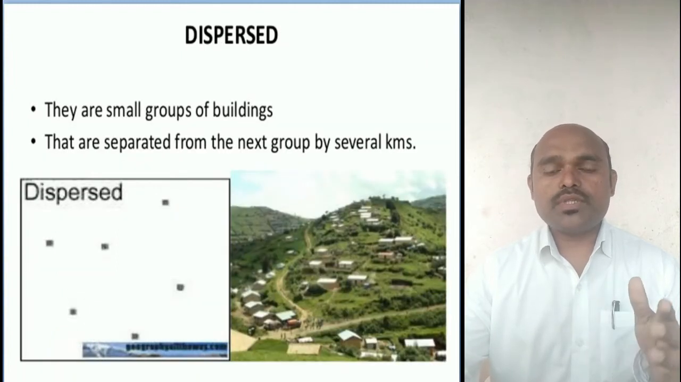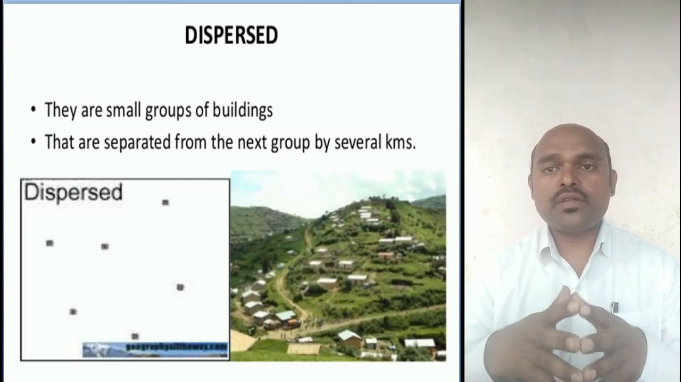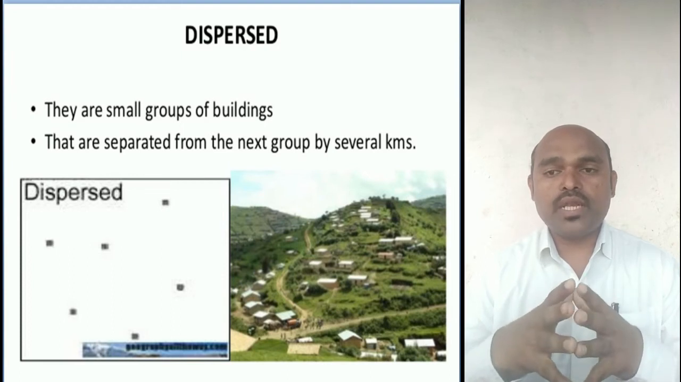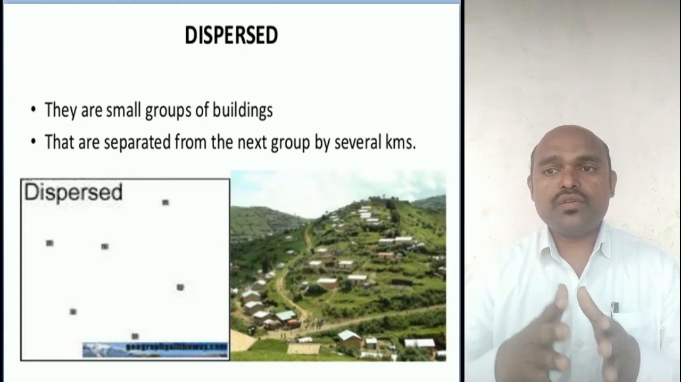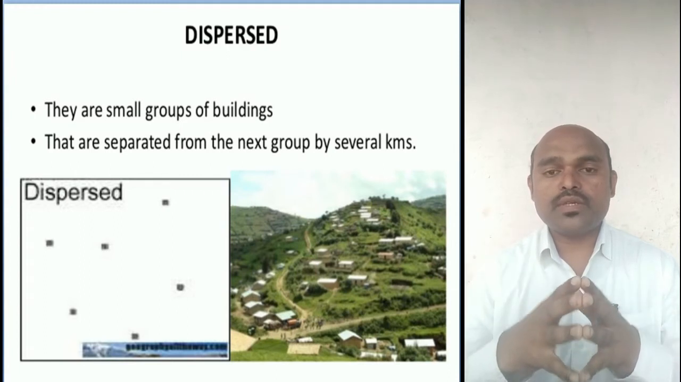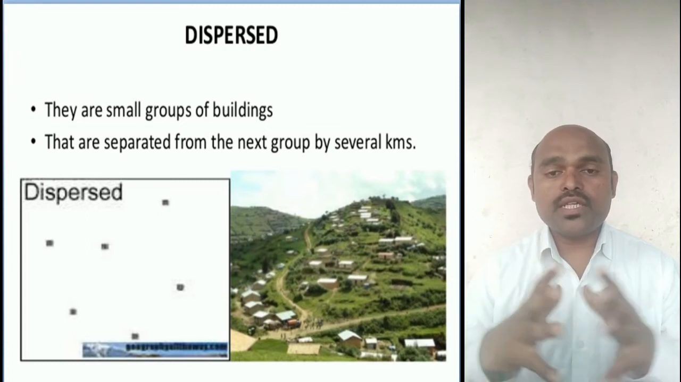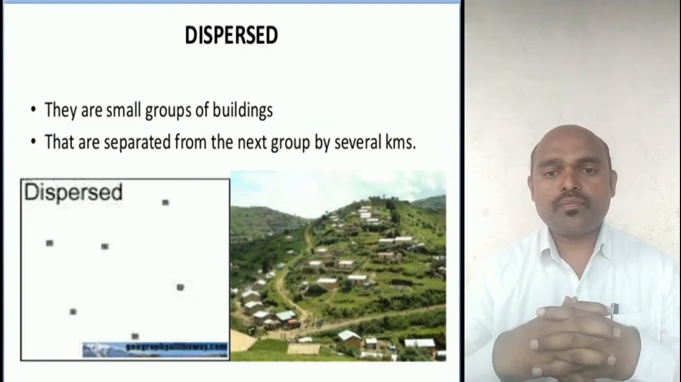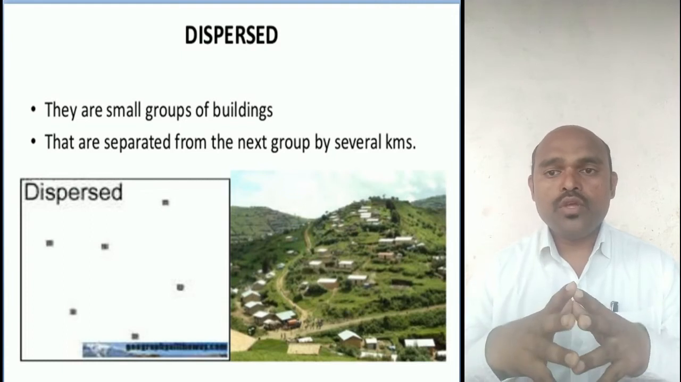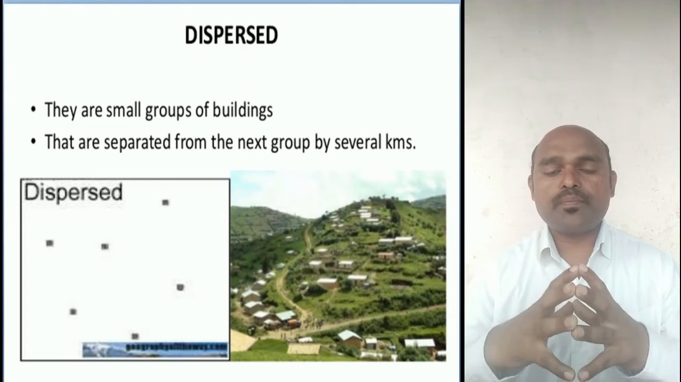What about the dispersed settlement pattern? What is meant by dispersed settlement pattern? These dispersed settlement patterns are small groups of buildings, separated from the next group by several kilometers. You can see in the image that the houses are far away from each other. There is a distance between the houses, which we do not find in the nucleated settlement pattern. So in the dispersed settlement pattern, the houses are far away from each other.